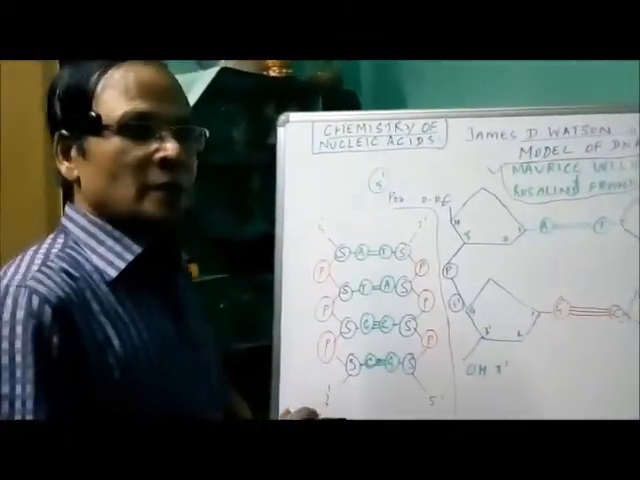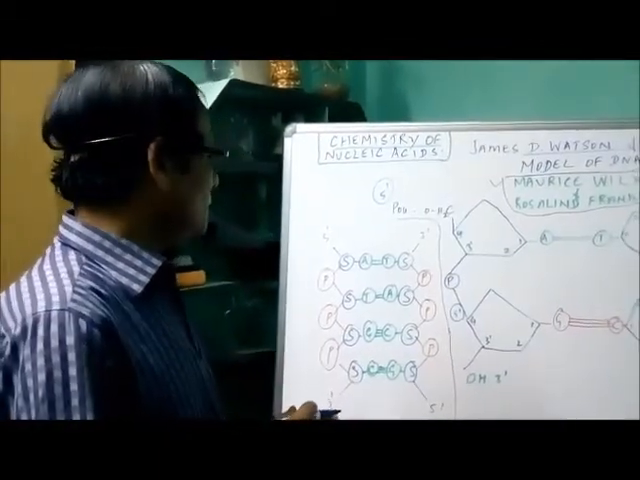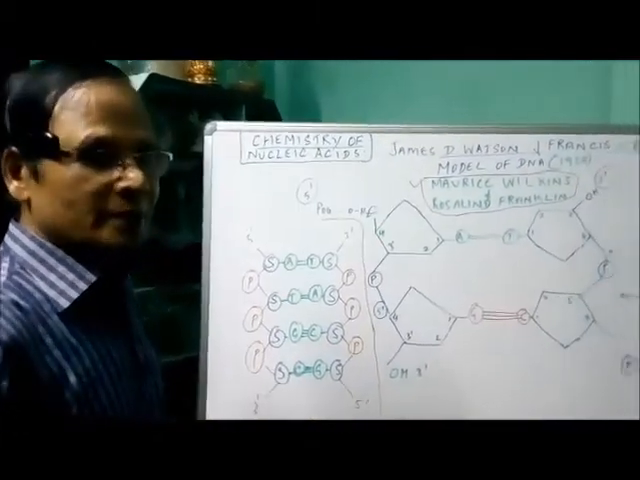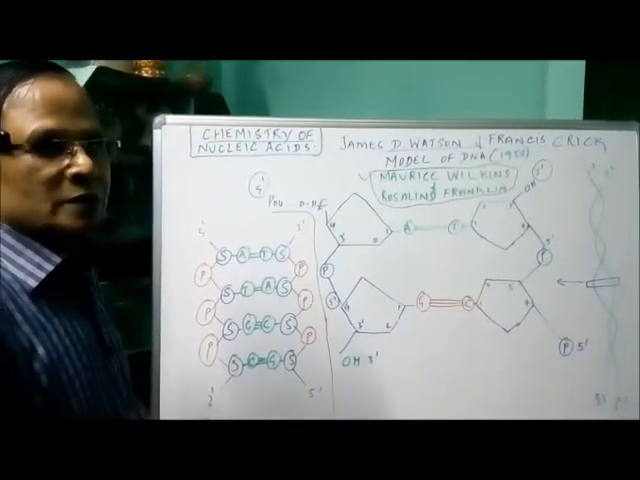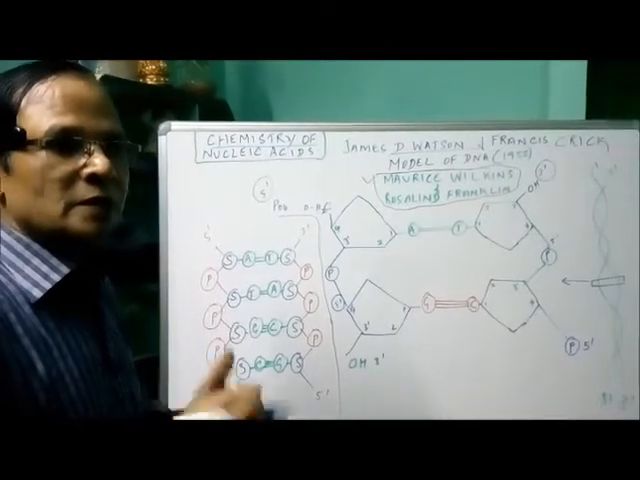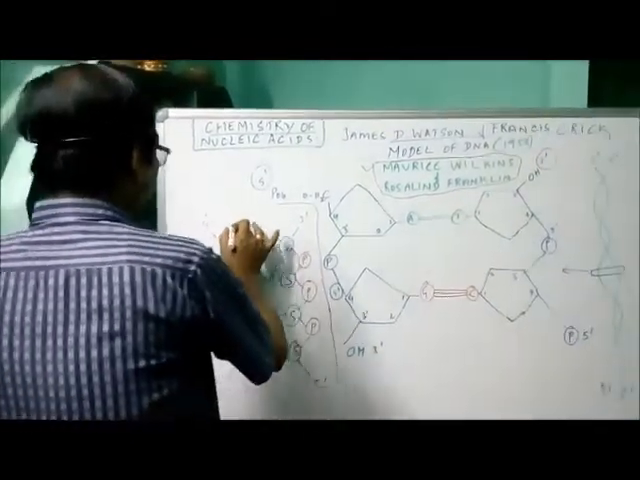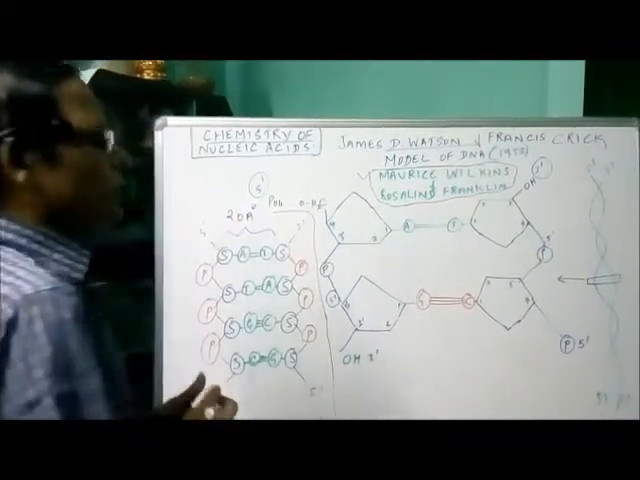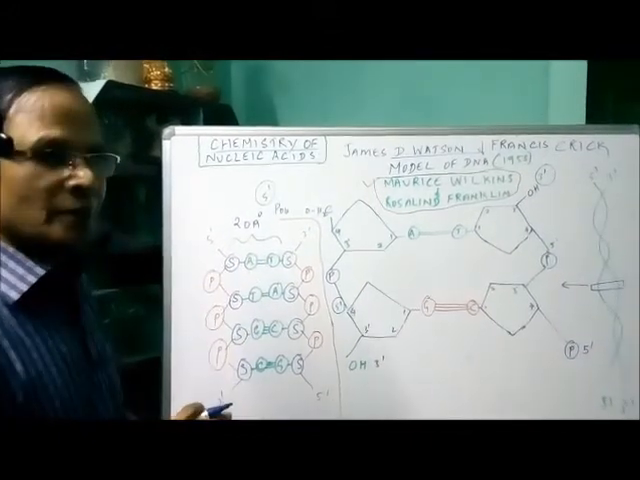Now with the nitrogenous bases facing the center. According to the Watson and Crick model, it is just like a twisted ladder having a distance of 20 angstrom. That is the diameter of the DNA. This is the diameter, about 20 angstrom, or we can say 2 nanometer.